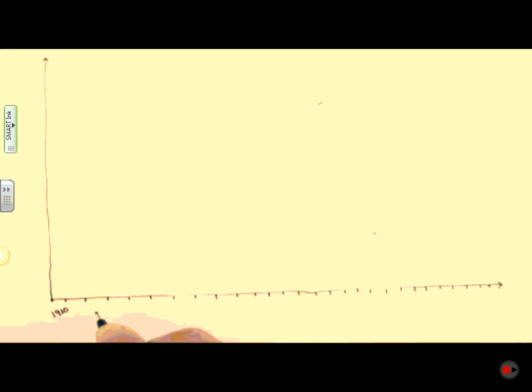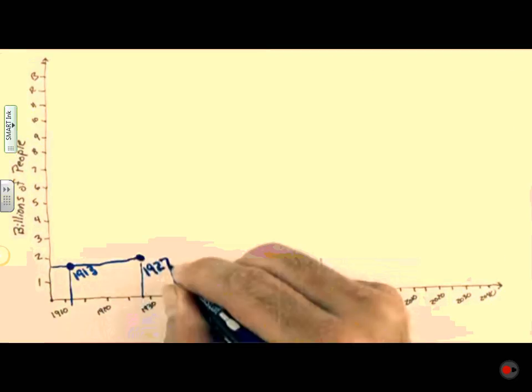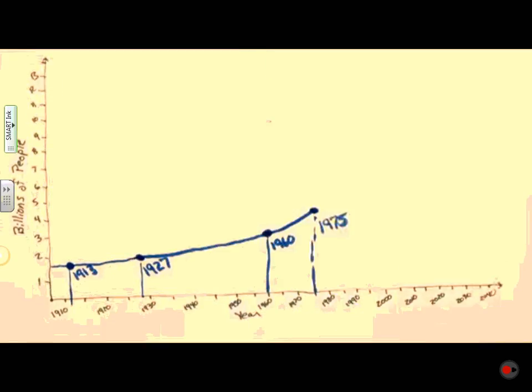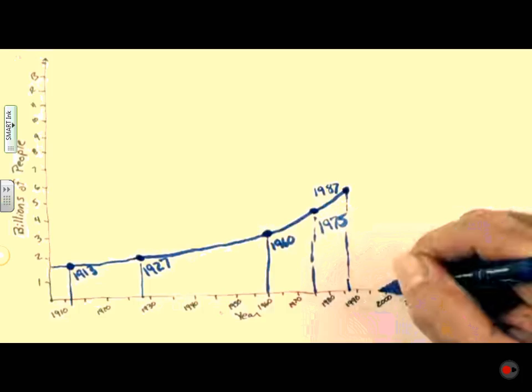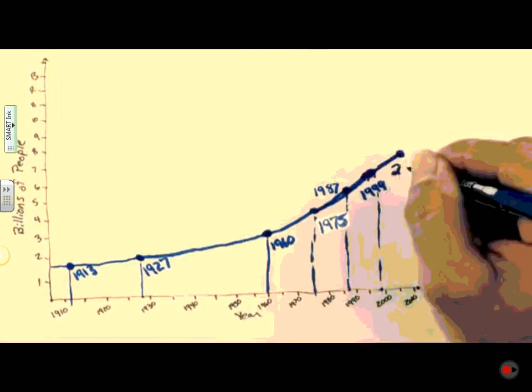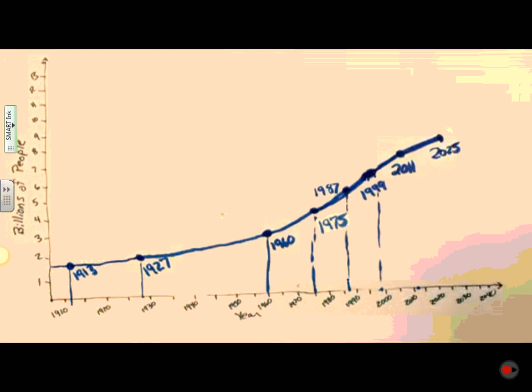In 1913, when he was born, we had yet to pass 2 billion people in the world. We hit 2 billion only in 1927, then 3 billion in 1960, 4 billion in 1975, 5 billion in 1987, 6 billion in 1999, and 7 billion in 2011. And by the time our little youngster reaches 12 years old, there'll be 8 billion people on Earth.